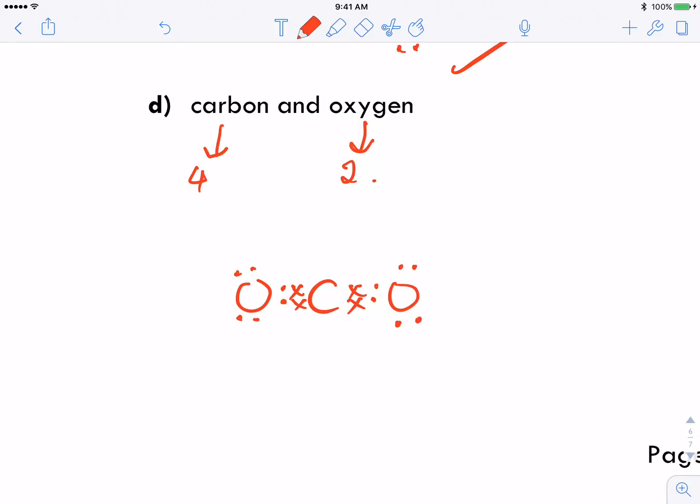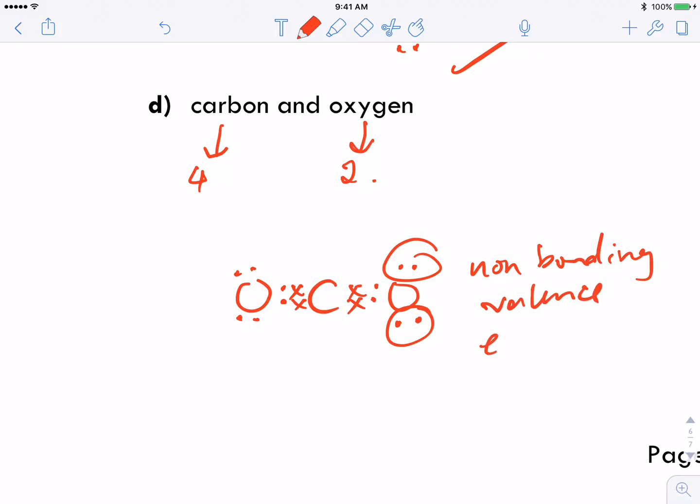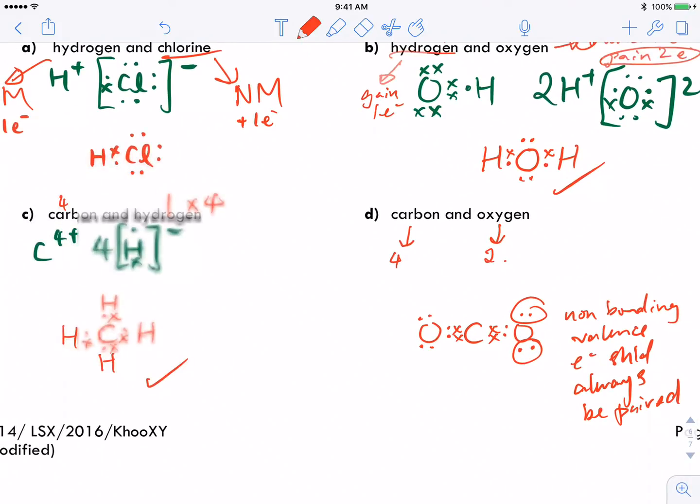Note that the non-bonding valence electrons should always be paired. If you look at all our examples, this is always the case. Okay, here it is paired, here it is paired too. So just take note that you have your non-bonding electrons always paired in your covalent bonding. Okay, so that's all.